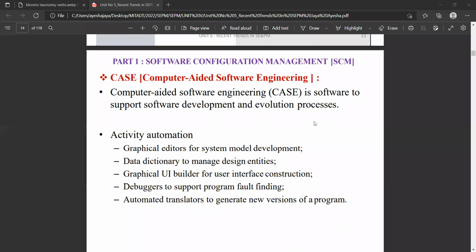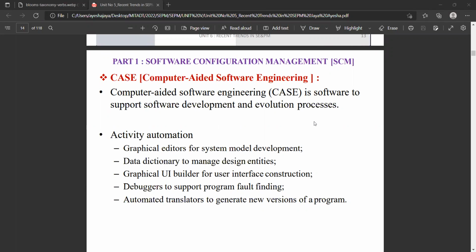So what is CASE? It is software to support the software development and evolution process. Why evolution? Because interdisciplinary work would definitely come in revolution, evolution, and so on. So, automation. As we already discussed, the paper-based approach is comparatively less efficient than the automated approach. So we need to decide the activities in automation.